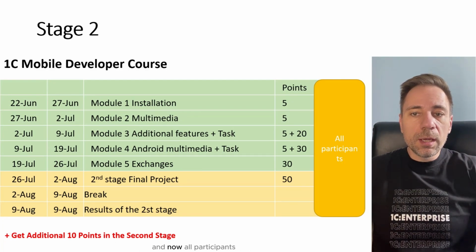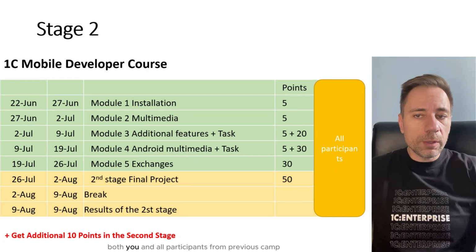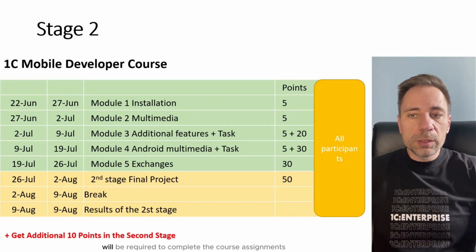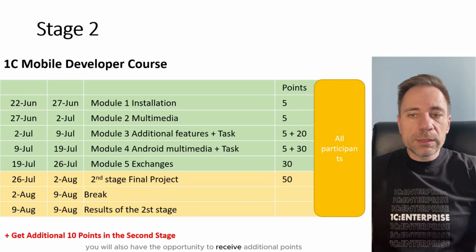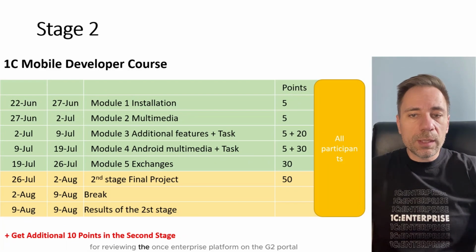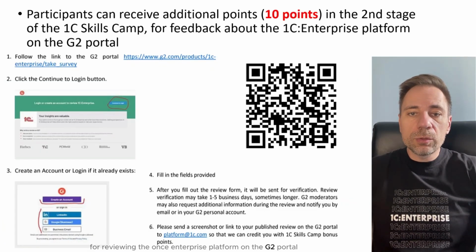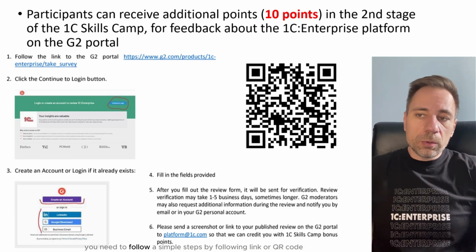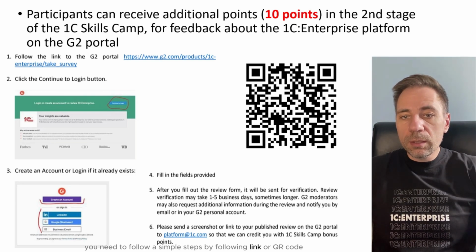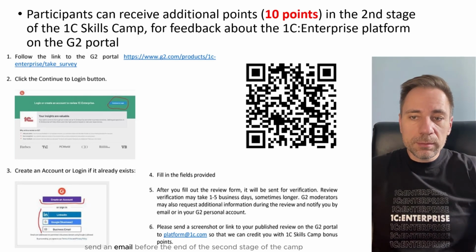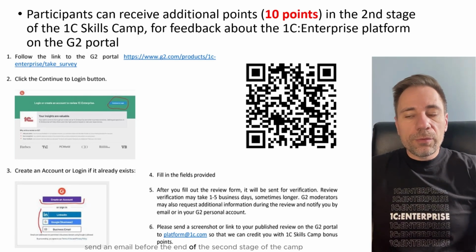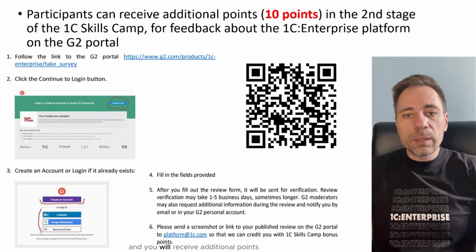And now, all participants, both new and old participants from the previous camp, will be required to complete the course assignments. You will also have the opportunity to receive additional points for reviewing the 1C Enterprise platform on the G2 portal. We left instructions on how to leave a review in our last info letter. You need to follow simple steps by following the link or QR code on the screen. Leave a review, send an email before the end of the second stage of the camp, and you will receive additional points.